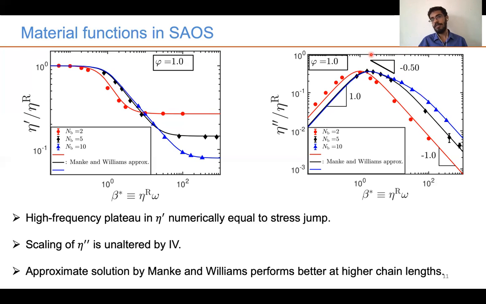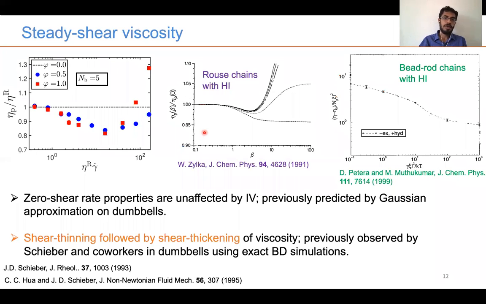With the increase in chain length, we however expect that this value would be reached. In both the figures, it is seen that the semi-analytical approximations by Mankey and Williams, as indicated by lines, perform better with an increase in chain length, when compared to the results indicated by the symbols, which correspond to the exact VD results. Let us now turn to the material functions in simple shear flow.